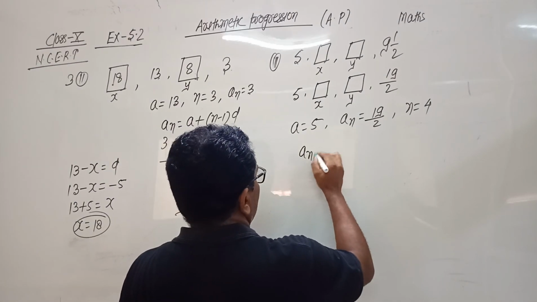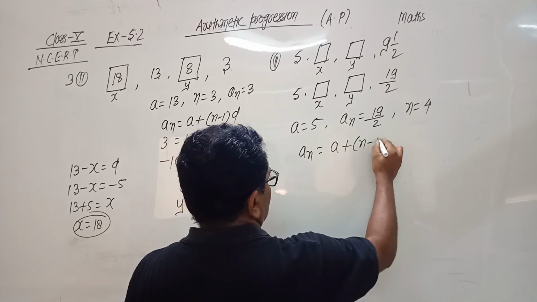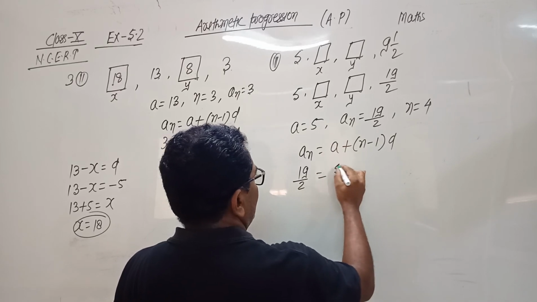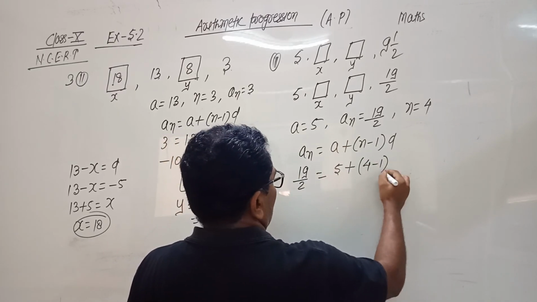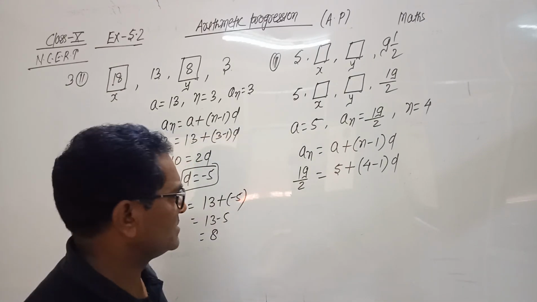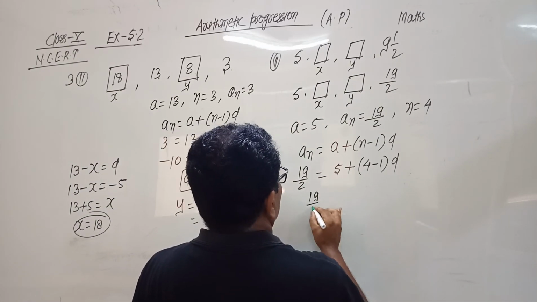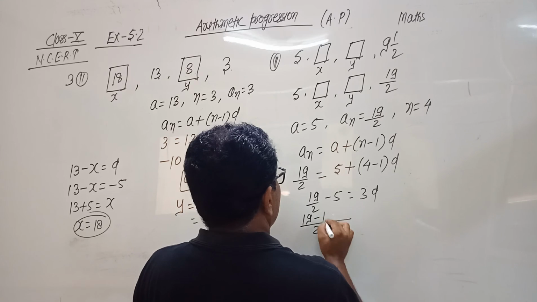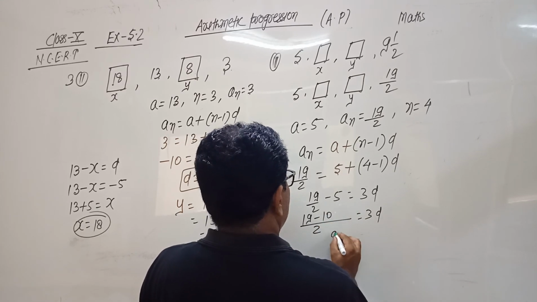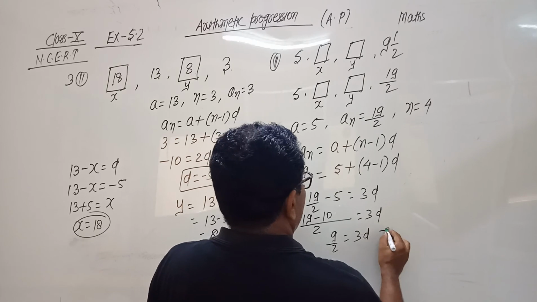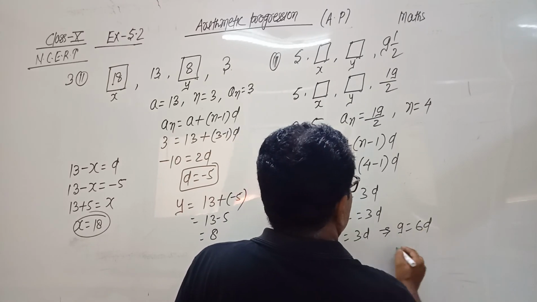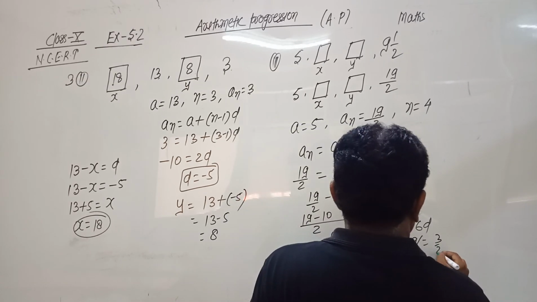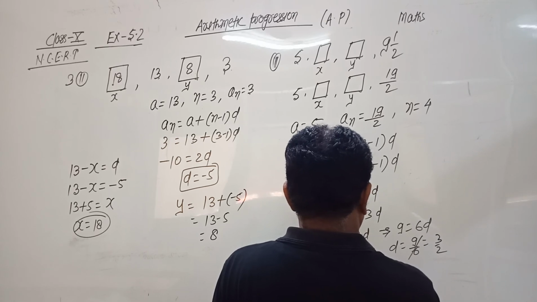We use the formula a_n equals a plus (n minus 1) into d. In place of a_n, we write 19/2, a is 5, number of terms is 4. We are interested in finding the common difference. So 19 by 2 minus 5 equals 3d, taking LCM. So 19 minus 10 equals 6d, and 9 by 2 equals 3d, so 9 equals 6d, and d equals 9 by 6, which means 3 by 2. So we get the value of d, which is 3 by 2.